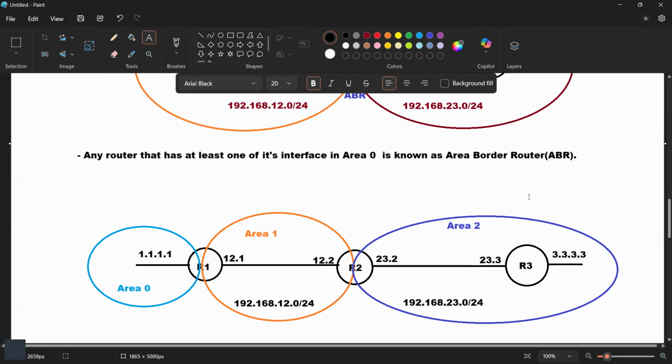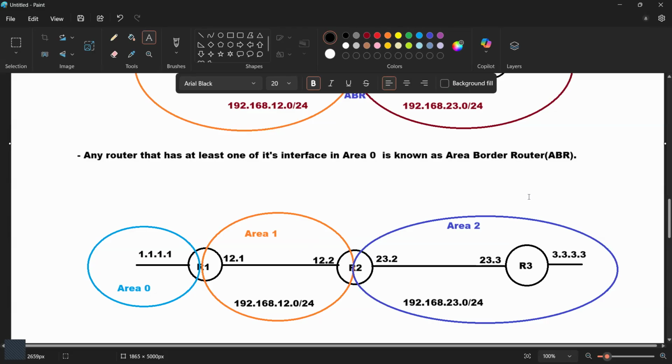And area 0 is the transit area. That means if any routing information has to pass from one area to another area, it has to go through area 0. So R2 cannot share any routing information to area 0. Same way, area 0 cannot share any information to the part of area 1.